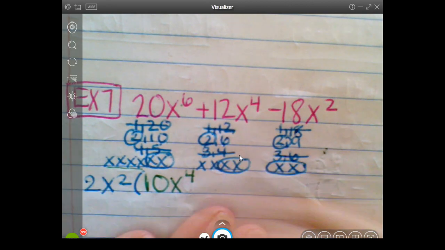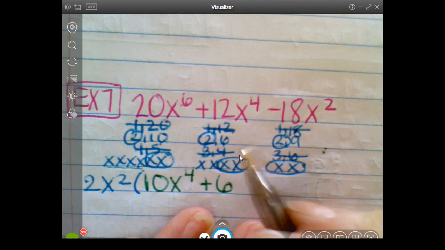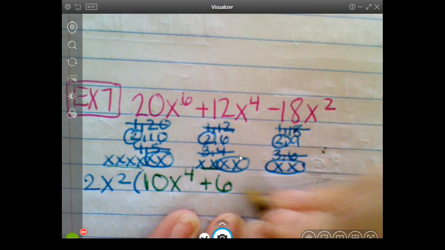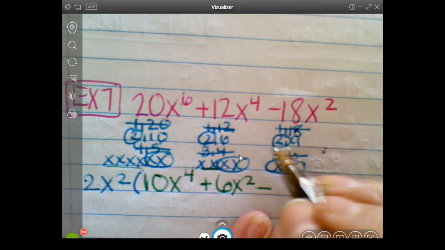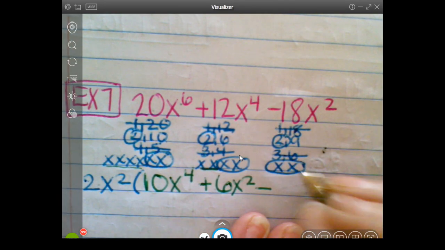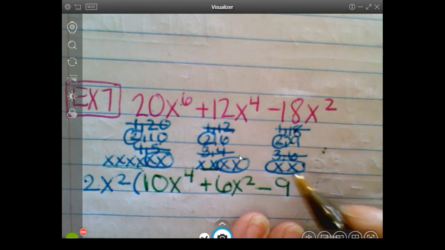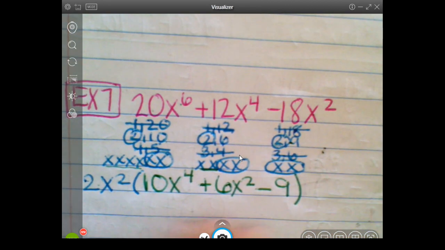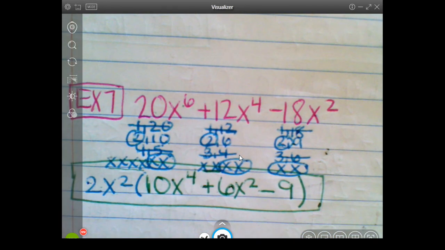12 divided by 2, or what goes with 2? 6. I had 4 x's. I took out 2. Or how many are not circled? 2. 18 divided by 2 is, or what goes with 2? 9 is next to it. I took out 2 x's and I had 2 x's, so no x's left. So there's my final answer for example 7.